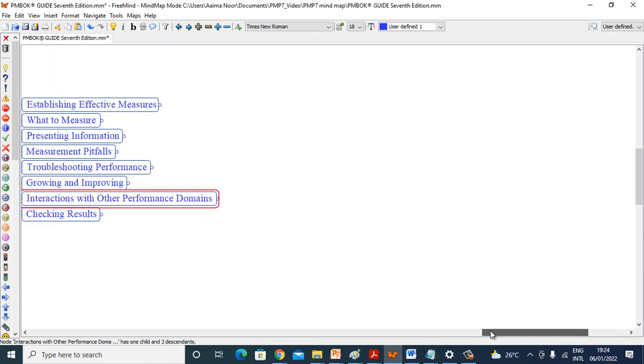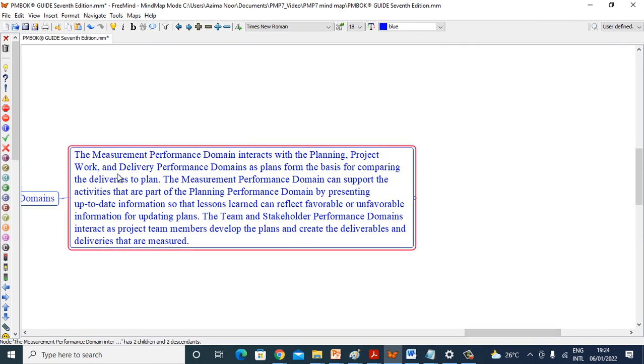Now we'll see interaction with other project performance domains. The measurement performance domain interacts with planning, project work and delivery performance domains, as the plan forms the basis for comparing the deliverable to plan. The measurement performance domain can support the activities that are part of the planning performance domain by presenting up-to-date information so that lessons learned can reflect favorable or unfavorable information for updating plans. The team and stakeholder performance domains interact as project team members develop the plans and create the deliverables and deliveries that are measured.